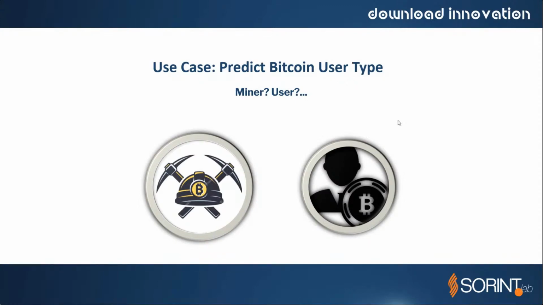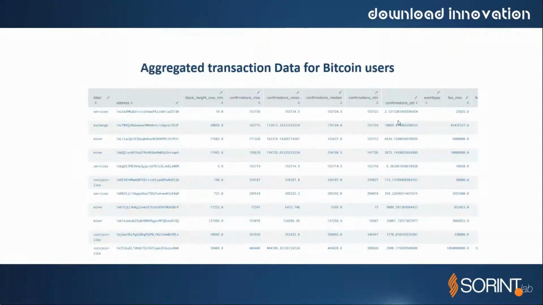There are also exchanges, which are big players that exchange fiat currencies like euros or USD to bitcoins. But our goal here is just to predict from this data, for each user, its user type, that is, if he's a miner, if he's a standard user, or if he's an exchange, or so on. Here's a glimpse of the dataset.